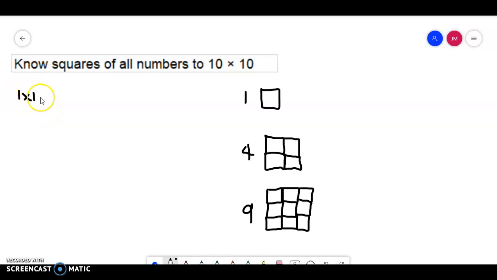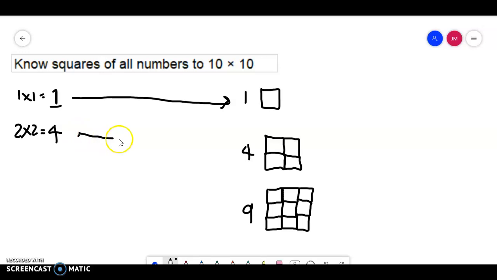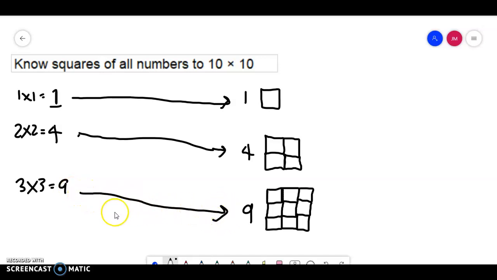1 times 1 equals 1. This is a square number because you can literally draw a square with 1. 2 times 2 equals 4. This is a square number because you can literally draw a square with 4. And 3 times 3 equals 9. 9 is a square number because you can literally draw a square with 9.